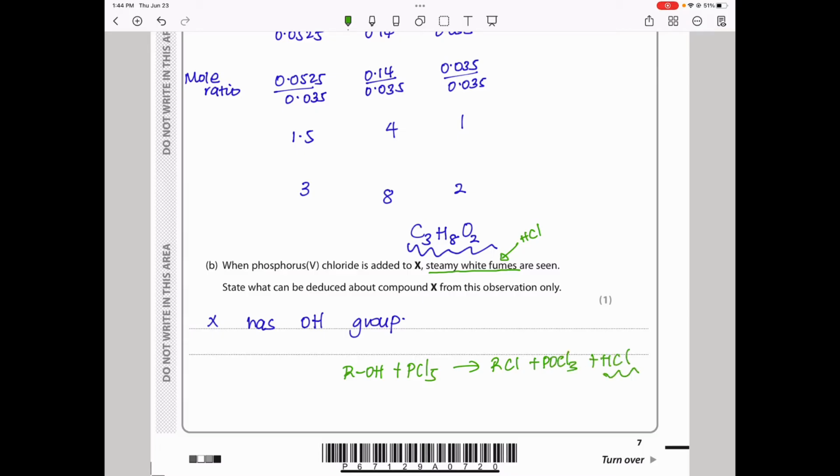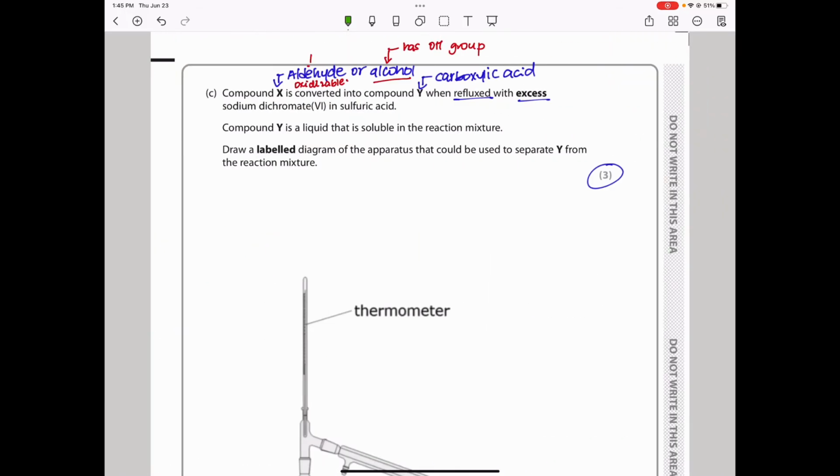This is responsible for the steamy white fumes, and therefore it tells us there is an OH group present in X. So this could be OH alcohol, or it could be OH carboxylic acid. So I just confirmed that X has an OH group. Let's continue. So they say compound X is converted into compound Y when refluxed with excess sodium dichromate in sulfuric acid. Now this is telling you about oxidation.